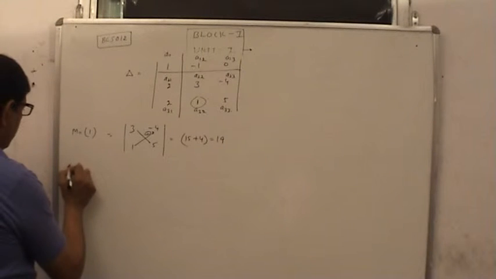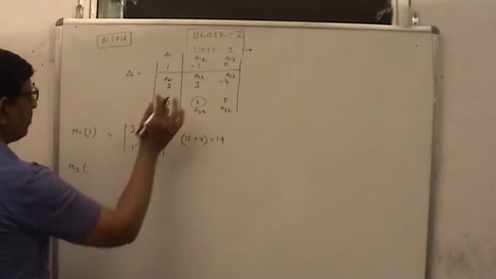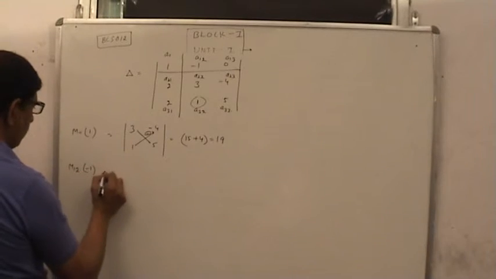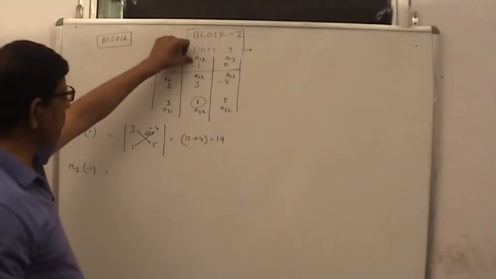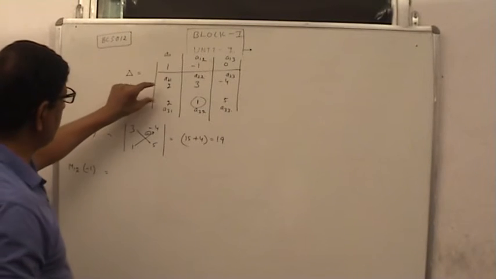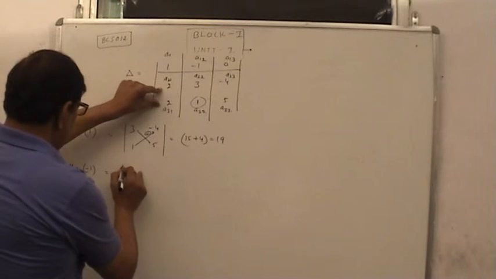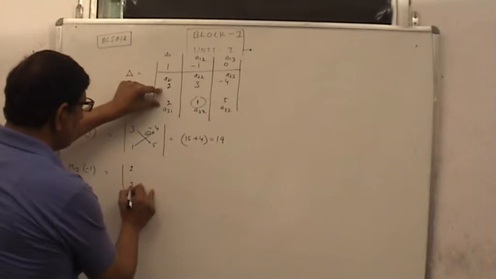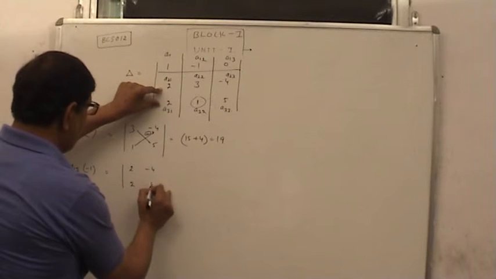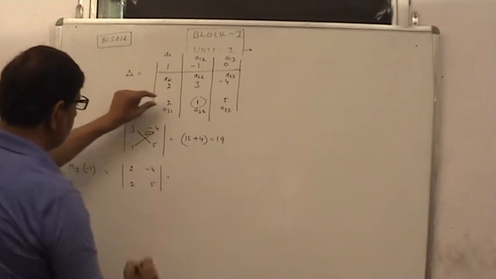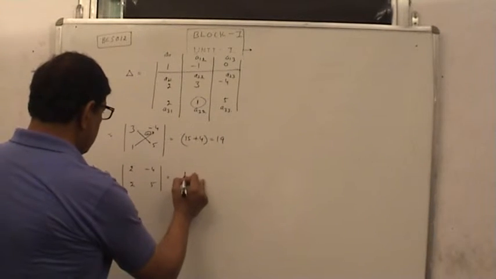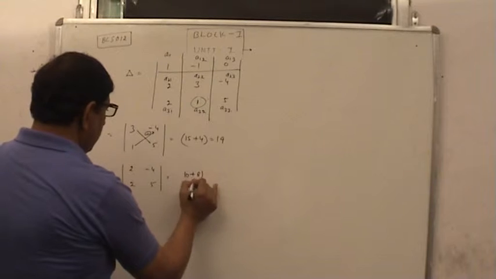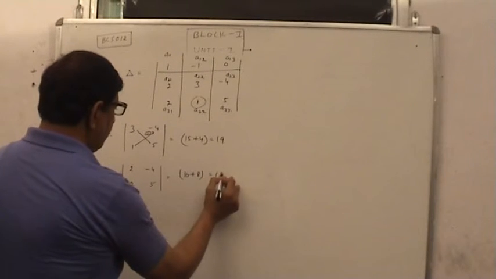Then M12, here the element is minus 1. So draw again one more line. Minus 1 is out of this trap. Now, the elements trapped are 2, 2, minus 4 and 5. And we solve it like a determinant which is 2 by 2 order. It is 10 plus 8 is equal to 18.